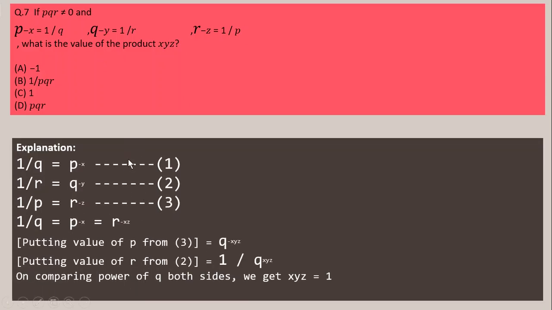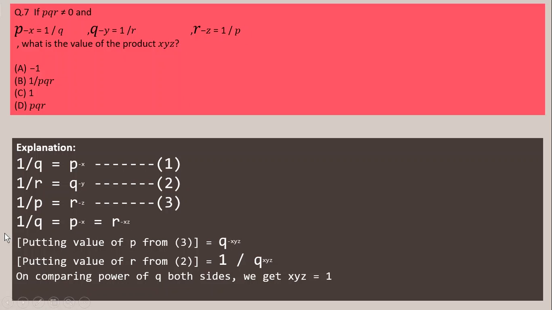So these are the three given equations. Now first I've taken the first equation, 1 by Q is equal to P raised to minus X, and then I've evaluated it in terms of equation 3, so that I've evaluated P in terms of R here. So I got R raised to minus XZ, that is R raised to minus Z multiplied by X, that is for P, and then you get this.